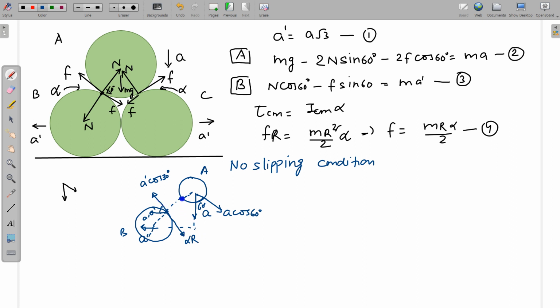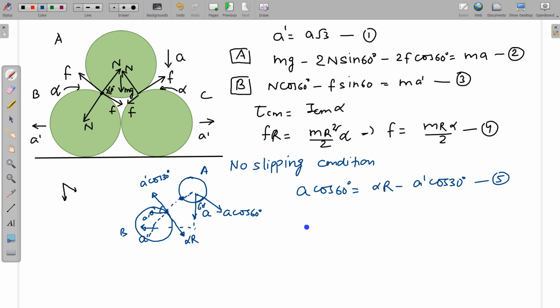So along the contact surface, acceleration should be equal. This point has acceleration slightly in the downward direction, A cos 60, and this point has downward acceleration alpha r minus A dash cos 30 degrees. So our no slipping condition will be A cos 60 degrees is equal to alpha r minus A dash cos 30 degrees. And wherever A dash is coming, we can replace A dash by A root 3 from equation number 1. So this is the fifth equation, and we require 5 equations because we have 5 variables.